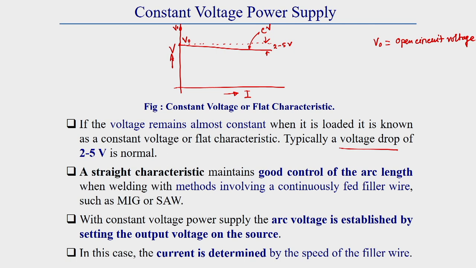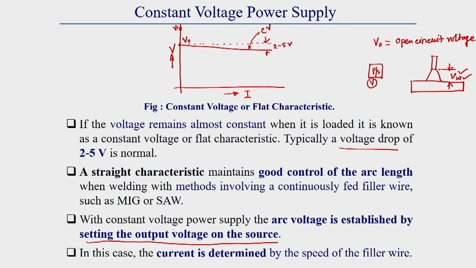Why is there good control of arc length if we use a constant voltage power supply? I will explain that in detail. With a constant voltage power supply, the arc voltage is established. Whatever voltage we get in the arc is established by setting the output voltage of the power source. That means in the power source itself we set a voltage, and by setting this voltage we can adjust the arc voltage. That's why it is written that with a constant voltage power supply, the arc voltage is established by setting the output voltage on the source.